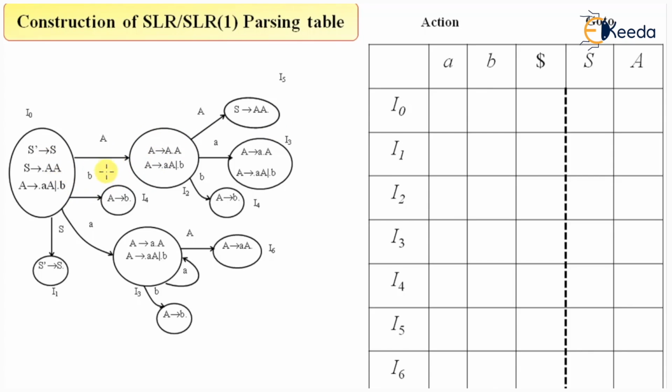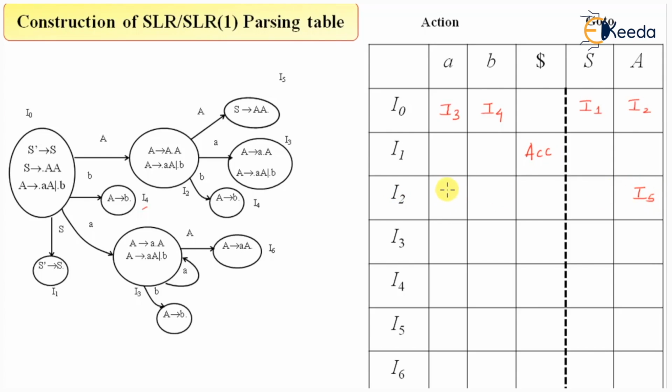So I0 on input small a goes to the state I3. So I'll just fill the entry that this is I3. On input B it is going to I4. On input S it is going to the state I1, and on input capital A, it is going to the state I2. I1 is a special state, a special provision, and that is nothing but accept. I2 on input capital A goes to I5.